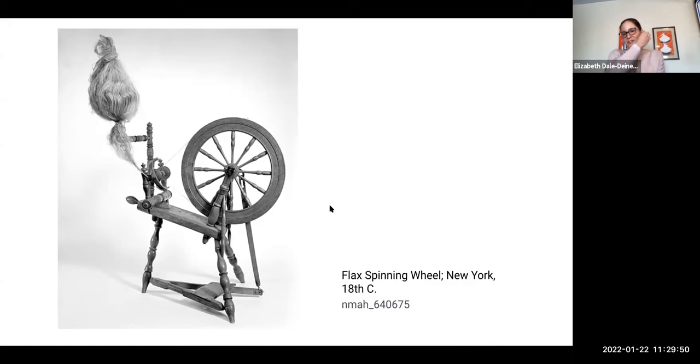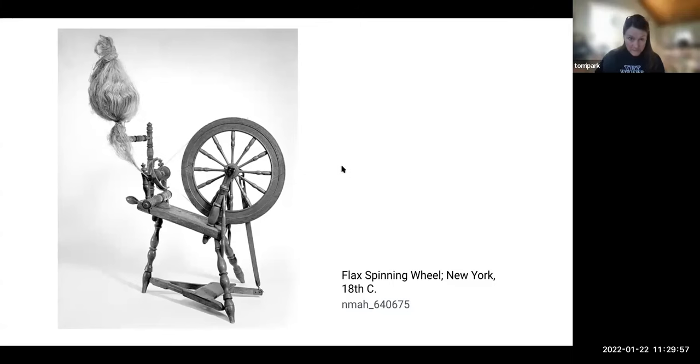Thank you, Anil. The interconnectedness of all of us as citizens. Okay. Well, I actually have seen a spinning wheel in action. Tell me more. My mom was a weaver, and we used to have one in our home.